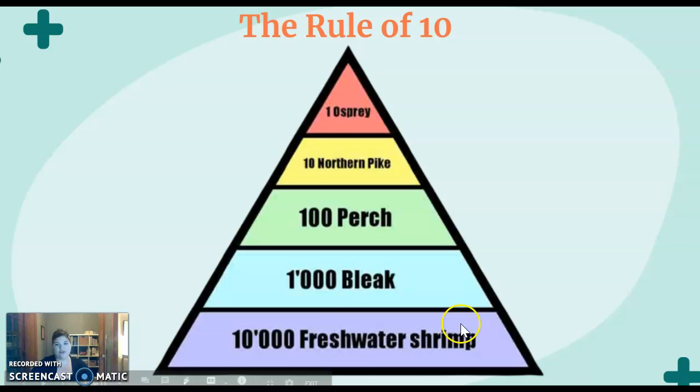So looking at this is just a different way to look at the rule of 10. So 1,000 freshwater shrimp will support 1,000 bleak, and then that will support 100 perch, and that supports 10 northern pike, which would then support one osprey. So in order to have one osprey, which is a bird that feeds on fish, you would need to have 10,000 freshwater shrimp in that ecosystem.